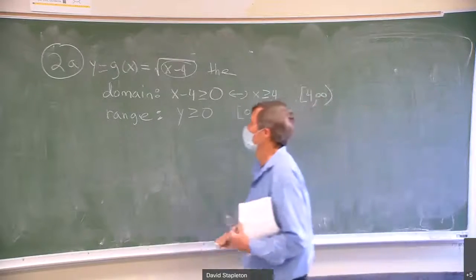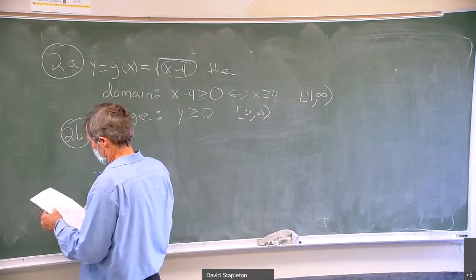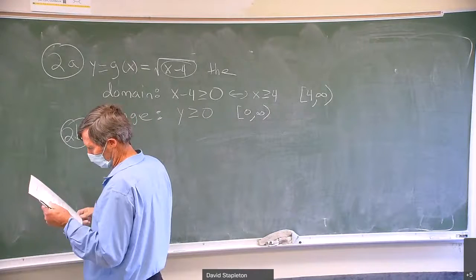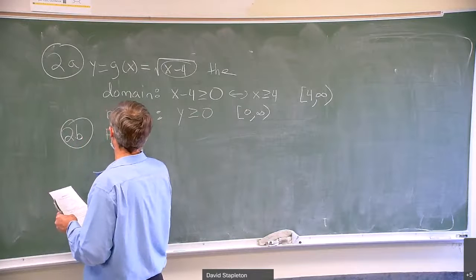All right, so 2B. And domain and range come up a little bit in trigonometry also. So find a formula for g inverse.